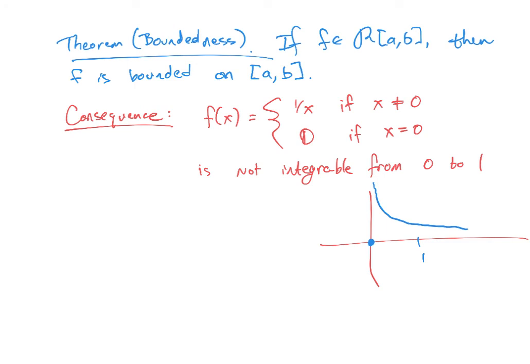Okay. Are there any questions about that theorem? I think if we're not bounded, that basically means we can pick tags to have arbitrarily large or small values, which will make the sum big enough.